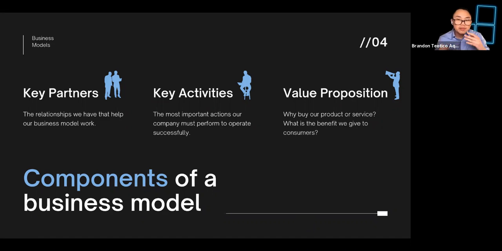And then after that is key activities. Key activities can mean a million different things because all businesses are different. But key activities pretty much just ask the question of what are the most important actions we must do as a business? And then after that is value proposition. You've most likely heard this phrase a million times in different classes and case competitions, but value proposition is just asking the question of why? Why do you have to exist? What is the benefit of your product or service?